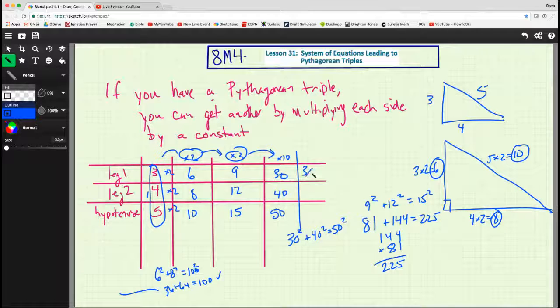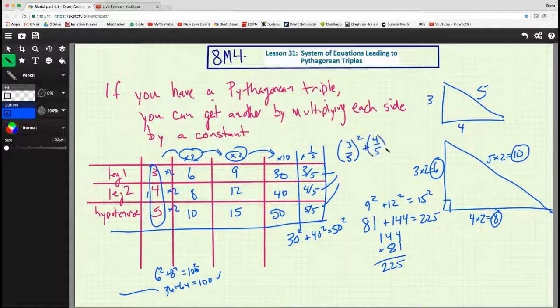And you could even divide by 5. So 3/5, 4/5, and 5/5, because this would be times 1/5. This is also a right triangle. I don't know that this is a Pythagorean triple because it's a fraction, but it is certainly legal sides of a triangle. Because 3/5 squared plus 4/5 squared does in fact equal 5/5 squared. You can go and check that yourself.